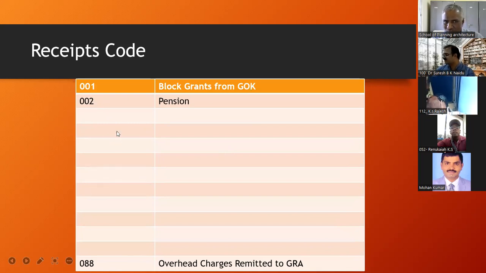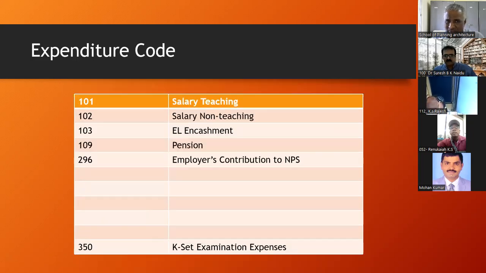Around 88 codes are there. Receipts codes for examination fee, separate code, sports fee, separate code, and cultural fee, separate code. Like this, the fees collected from the students, you identify a separate code, you can create the receipts code and account for that. Expenditure code, I have shown it earlier, the divisions. Now salary teaching, salary non-teaching, leave encashment, pension, employees' contribution to NPS, KSET examination expenses, like this, around 350 expenditure codes are there.